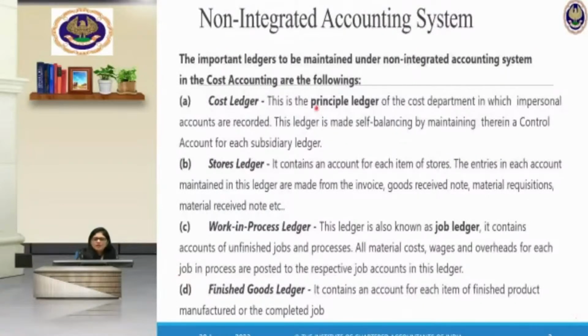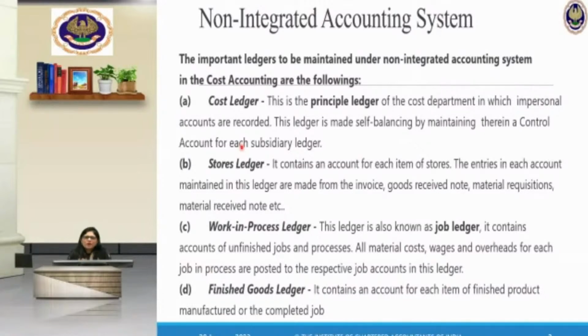Okay. Cost ledger is basically the principal ledger in which the impersonal accounts are recorded. This ledger is made self-balancing by maintaining therein a control account for each subsidiary ledger. Now, stores ledger, I told you, it just deals with material, direct and indirect both. So stores ledger contains an account for each item of stores. Any material, whether direct or indirect, has to pass through stores ledger.